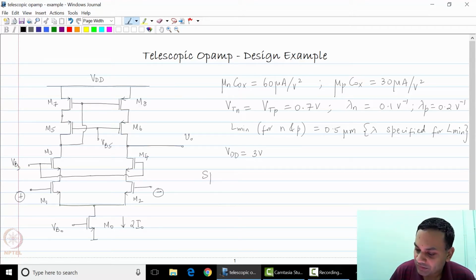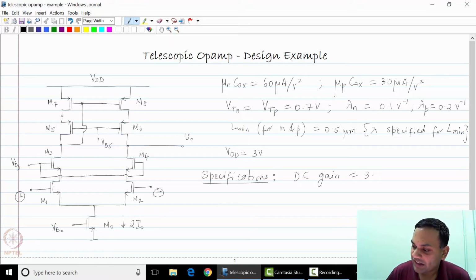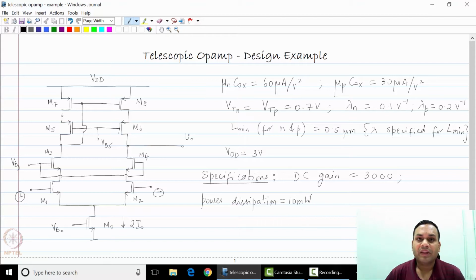Now we come to the specifications of the op-amp. So the op-amp specifications are as follows. We want the DC gain to be at least 3000. We will say that the total power dissipation is 10 milliwatts, and the output swing, peak to peak swing, is required to be 1.5 volts. So these are the specifications that we will start off with.